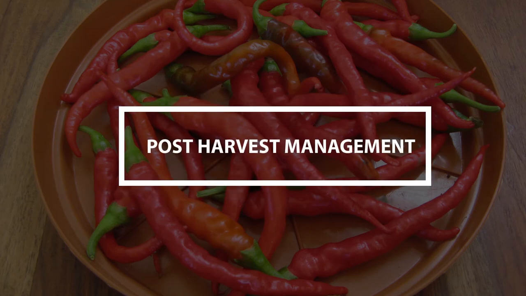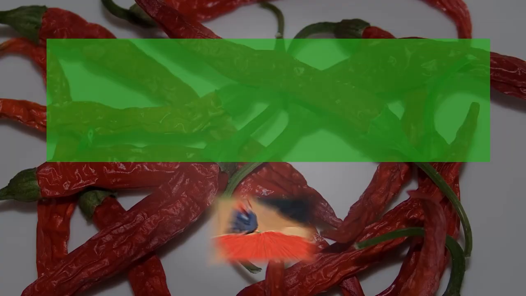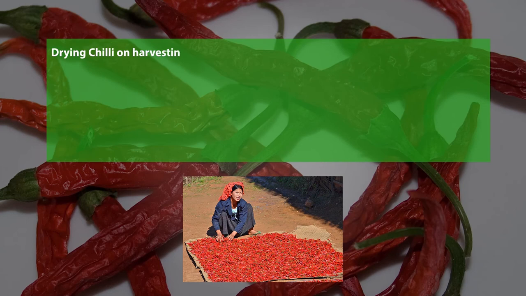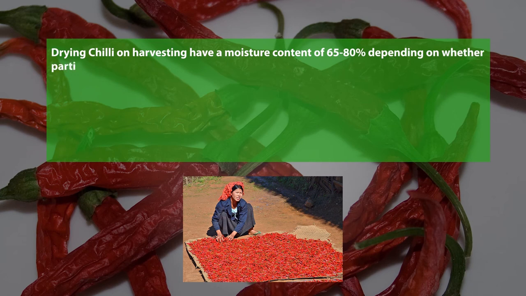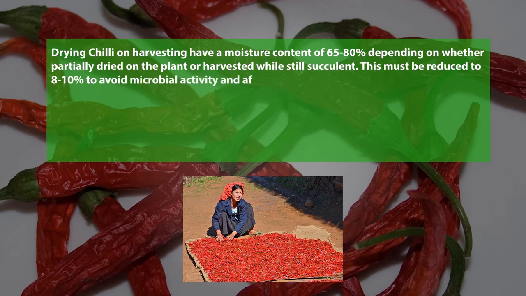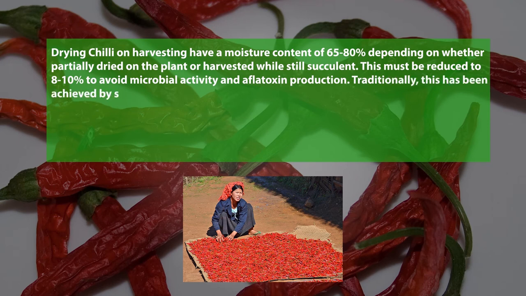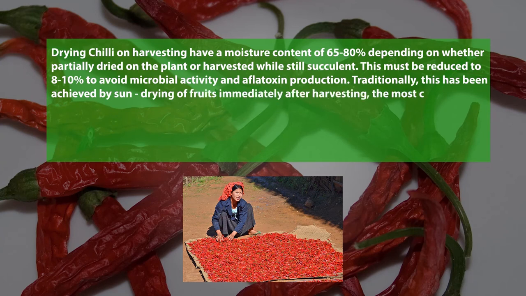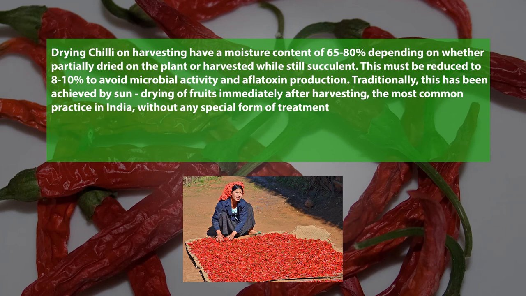Post-harvest management. Drying. Chilies on harvesting have a moisture content of 65 to 80% depending on whether partially dried on the plant or harvested while still succulent. This must be reduced to 8 to 10% to avoid microbial activity and aflatoxin production. Traditionally, this has been achieved by sun-drying of fruits immediately after harvesting, the most common practice in India, without any special form of treatment.